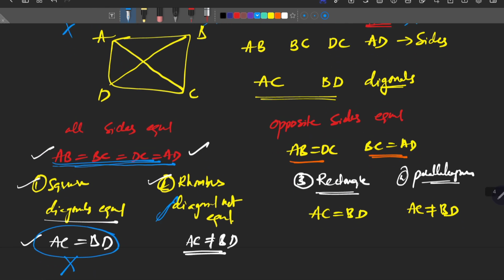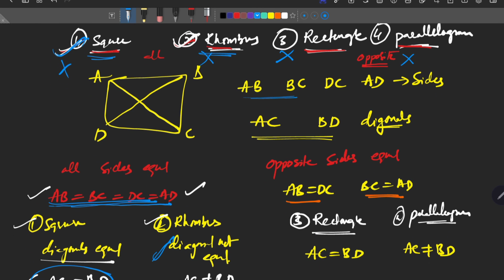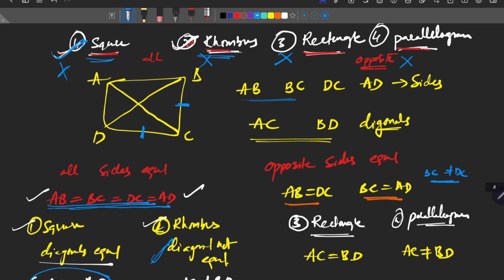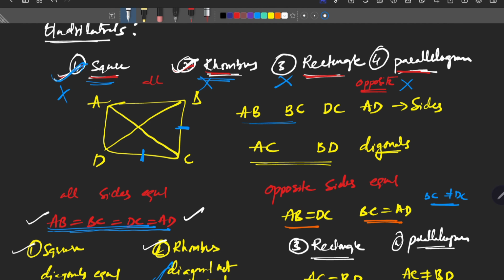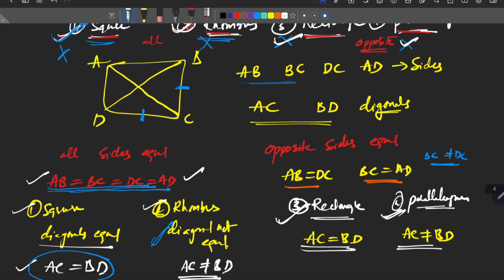This is the criteria. And one more thing: if only opposite sides are equal and adjacent sides are not equal, adjacent sides meaning, here I can say BC is not equal to DC. For example, two adjacent sides, this side is not equal to this side. Again there are two possibilities, either a rectangle or a parallelogram. If the diagonals are equal, it's a rectangle. If the diagonals are not equal, it's a parallelogram. I hope everyone is clear.